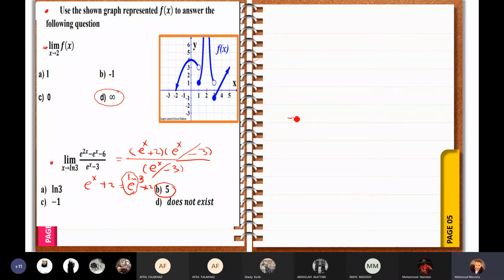You know that e power ln x is equal to x. E and ln are inverse functions, so they delete each other. So e power ln 3 is 3. Plus 2 is 5.